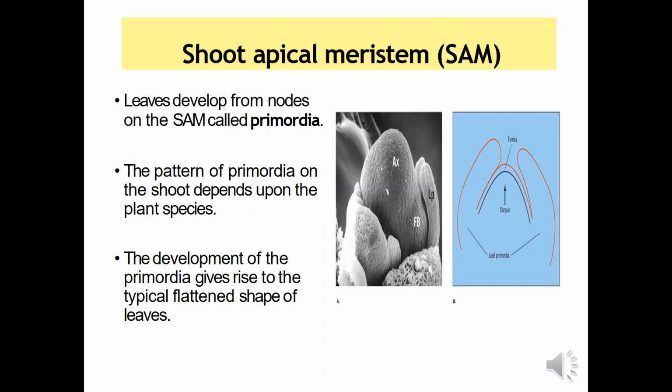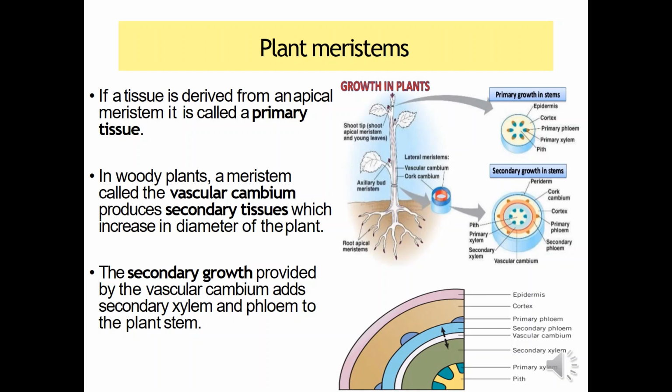Okay, now we go to the two different growths of the plant. First growth we call primary tissue. For the primary tissue, you can see that when you cut the stem, they only have primary phloem and primary xylem. And this phloem and xylem are separated by the vascular cambium. Okay.